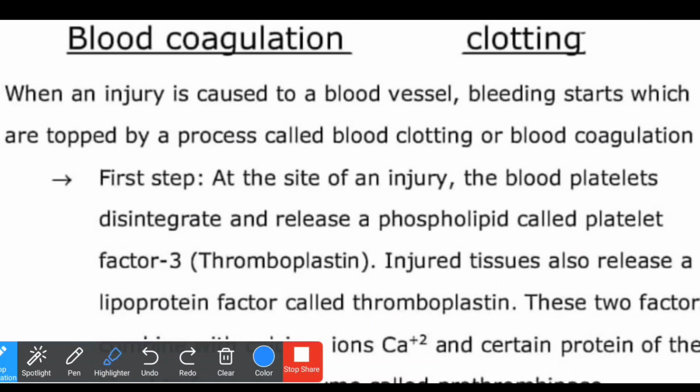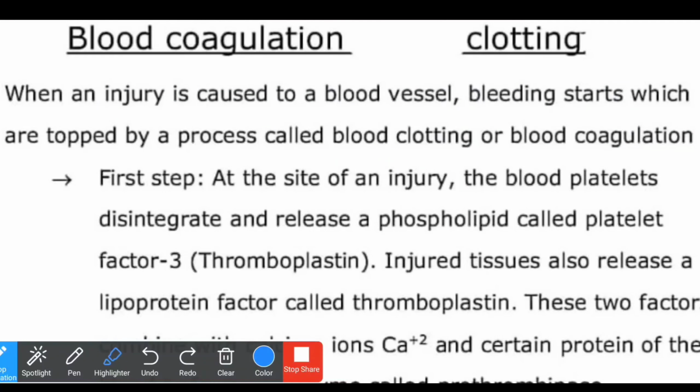So today we are starting with a topic called blood coagulation or blood clotting. Okay, so let's get started. When an injury is caused to a blood vessel, bleeding starts suddenly. Correct? Bleeding starts, which is stopped by a process called blood clotting or blood coagulation.